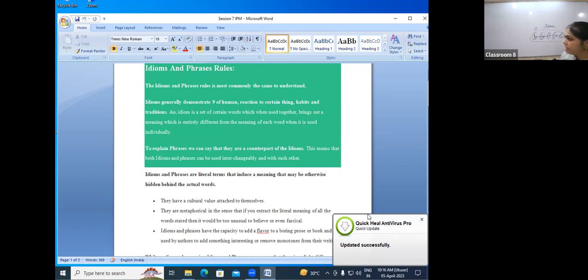Are we all clear? Idioms and phrases, the basic meaning. Okay, now you can come to the textbook. You can just see in the textbook, they have given you two types of expressions. If you want, you can write it for your exams. Prepositional idioms, you can just draw this like this.